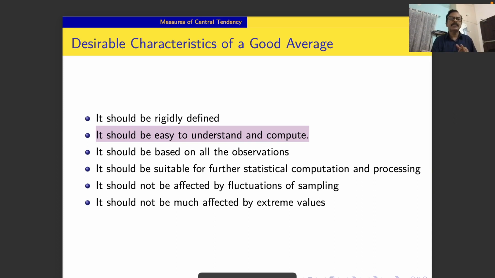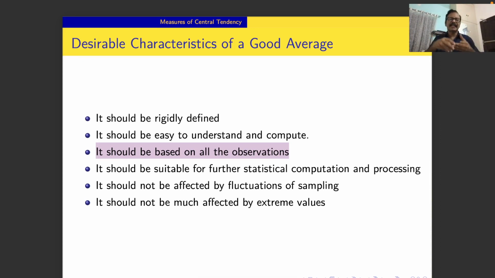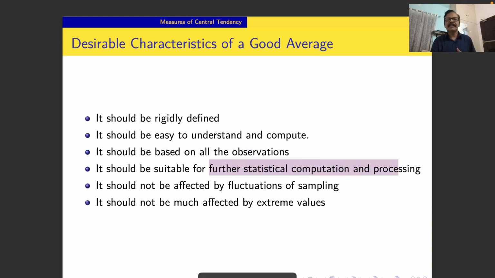It should be based on all the observations, then only it is representative of that data. It should be suitable for further statistical computation and processing, or it should be amenable to further mathematical treatment. So it should be rigidly defined, easy to understand and compute, based on all the observations, and suitable for further statistical computation.